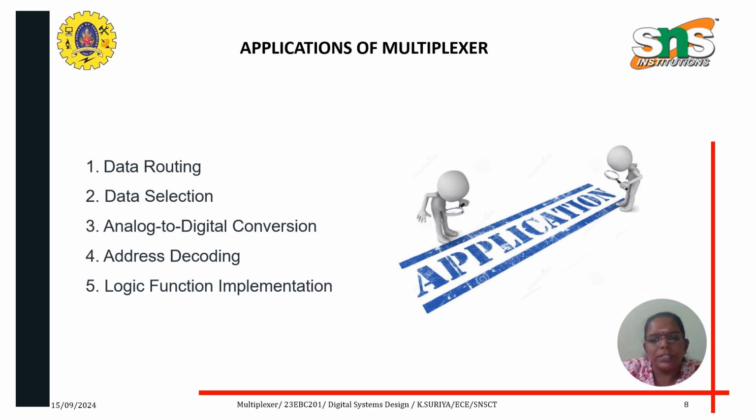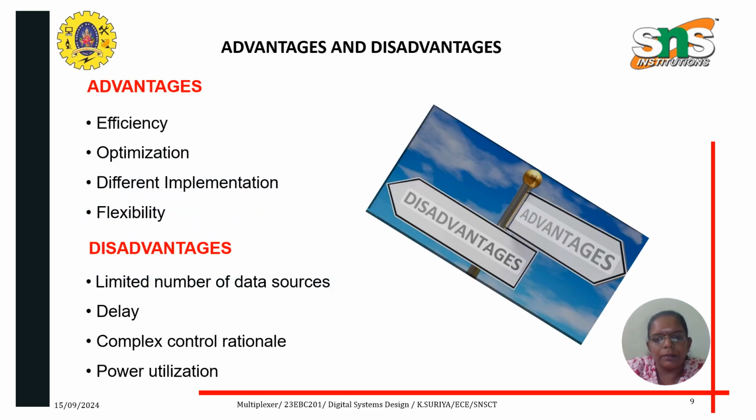Analog to digital conversion: the mux is used in ADC to select different analog input functions. Address decoding: the mux is used in microprocessors or memory for address decoding. And logic function implementation: muxes can be used to implement various logic functions.